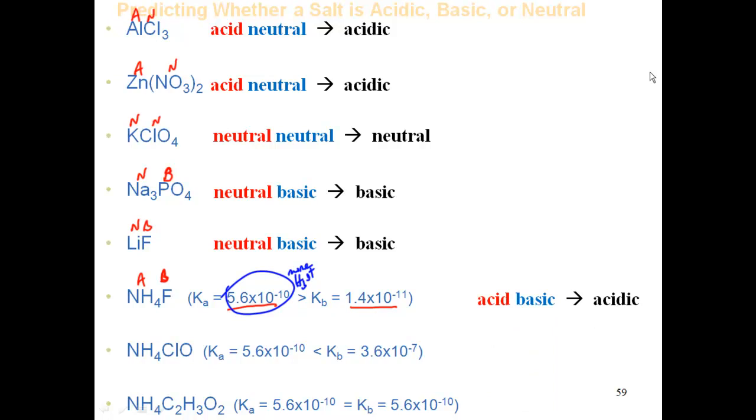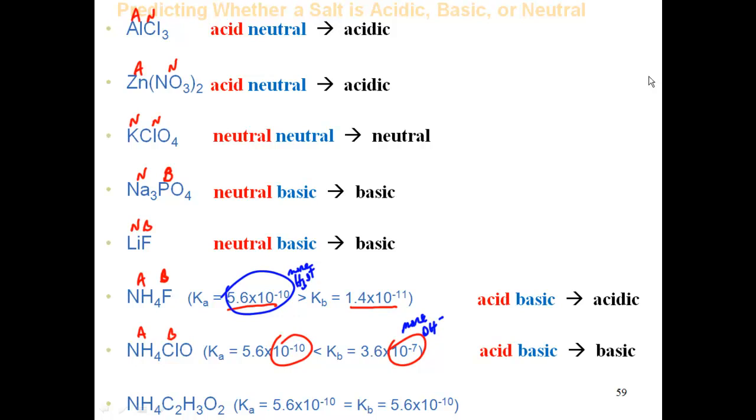What about ammonium hypochlorite? Once again, ammonium is not one we memorize, so it's adding some acidity. Hypochlorite is not one of the ones we memorize, so it's adding basicity. So once again, I have to look at the Ka and Kb. Comparing 10 to the minus 10 with 10 to the minus 7, my Kb is larger. That means it's going to ionize more, which means it's going to produce more hydroxide in comparison to the hydronium. So therefore, what is this salt going to end up being? A basic salt.